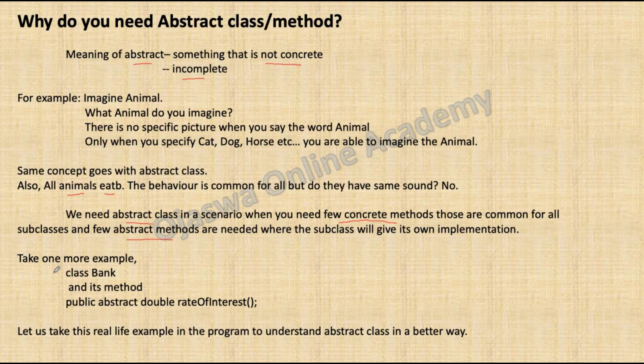Take one more example. Suppose you are creating banking application and you have a class bank and its methods. Every bank has different rate of interest. So you can declare rate of interest method as abstract method and allow specific banks to implement the code. Because the rate of interest is different for every bank, you need to declare it as abstract and allow subclasses like HDFC, ICICI to give its implementation.